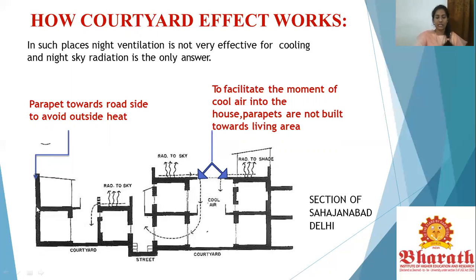It's only towards the exterior that they are built to prevent the outside air from coming in, whereas on the inner side those parapets are avoided, so the movement of air is uninterrupted. So this is one example in the section of Shahjahanabad in Delhi.